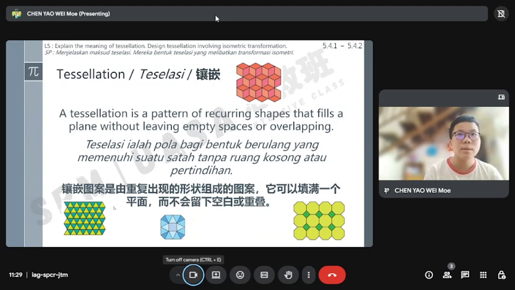You know where is the shape that is not a tessellation. The answer is this one. Even though the position is in a sequence, even though the shape is like this, this one is not sequential. It's just a square, so it is not a tessellation. So finally, we end our topic.